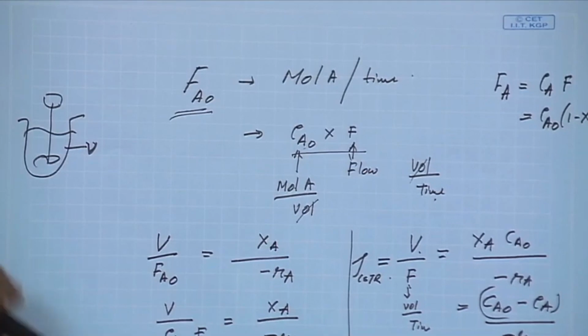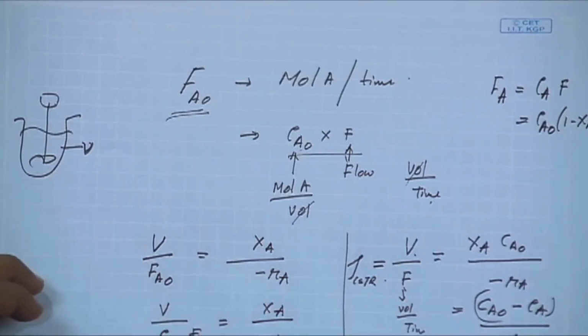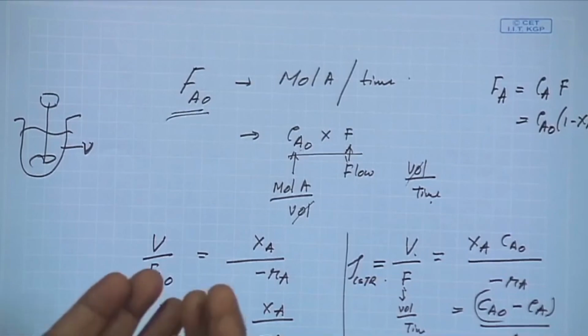Why is it called space time? The reason is how long the liquid resides in the reactor, that is the space time. Because you are passing a liquid through the reactor, the question comes how long the liquid resides. The longer the liquid resides in the reactor, the longer will be the reaction time, and the less time it resides, the less will be the reaction. So that is very important.